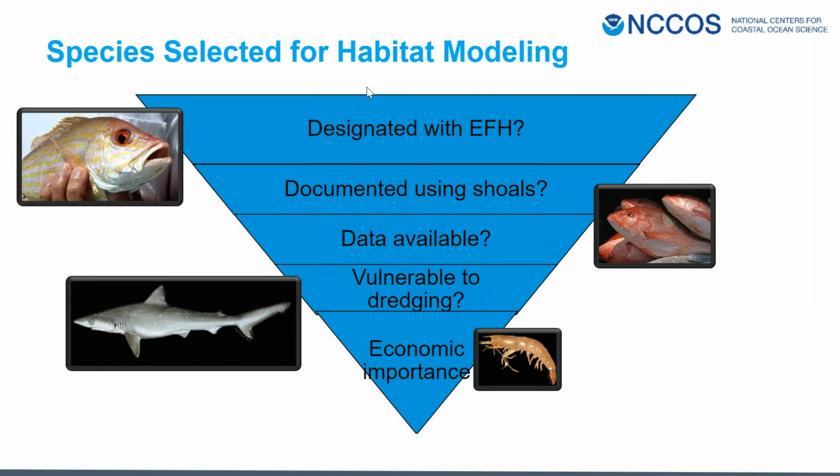We did select species for habitat modeling. So looking at the distribution of fish, we mainly filtered for species that were designated with essential fish habitat and would undergo scrutiny here for consultation. And then species that were documented using sand shoals. So we targeted those species that were most relevant to sand dredging.